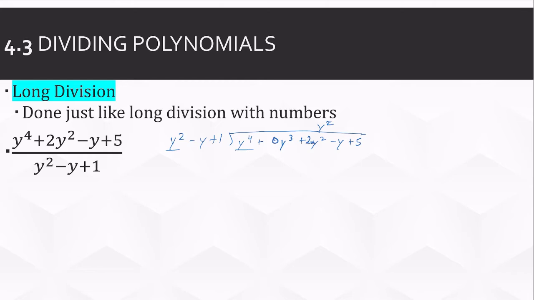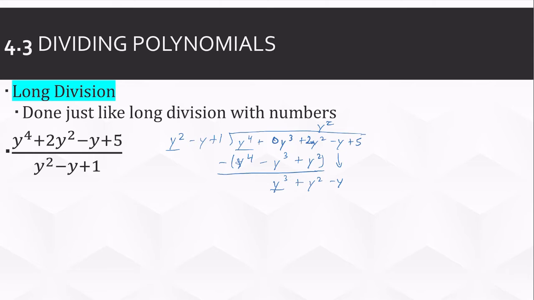And then you multiply. Y squared times y squared is y to the fourth. Y squared times negative y is negative y cubed. Y squared times 1 is y squared. And then we subtract. Y to the fourth minus y to the fourth is 0. 0y cubed minus a negative, or plus y cubed, is 1y cubed. 2y squared minus 1y squared is 1y squared. And then you bring down.